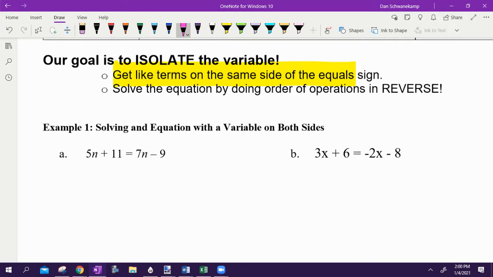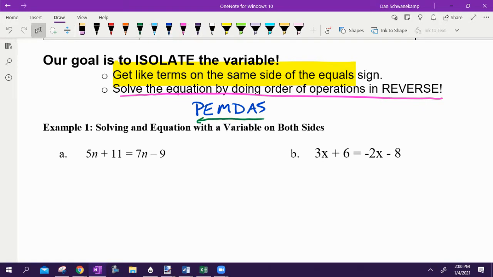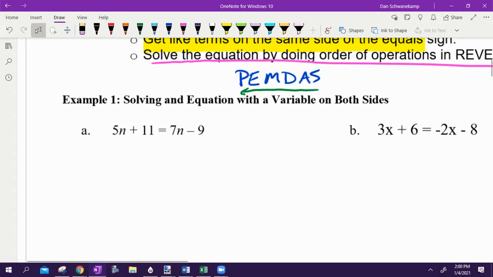Once we've done that, we're going to solve the equation by doing order of operations in reverse. That seems weird sometimes to students, but it's parentheses, exponents, multiply, divide, add, subtract. That is order of operations. If we are just evaluating a problem, we do order of operations in this direction. But if we're solving, then we do order of operations in reverse. That's what we're going to talk through today. You might be great at this already. You might not be. Let's see how we can do.